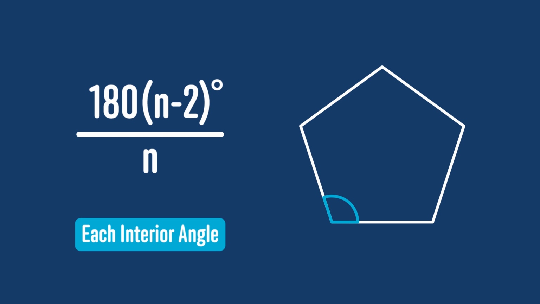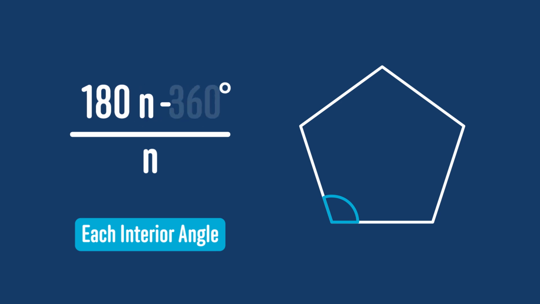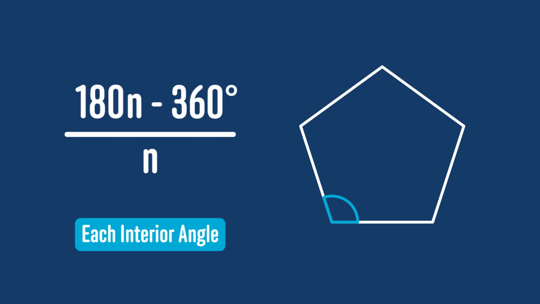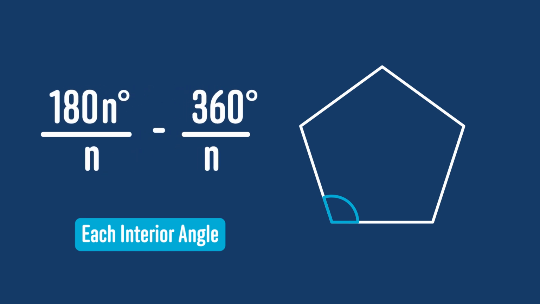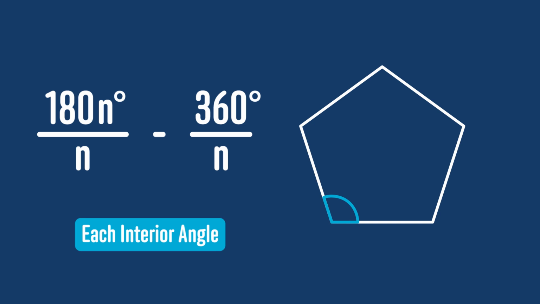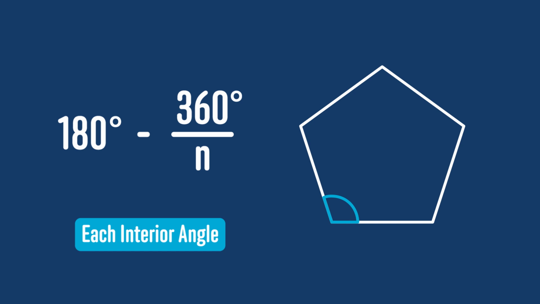You'll sometimes see this written in other ways, because if we start with 180(n-2) over n, and then expand the bracket in the numerator, we get 180n minus 360, all divided by n. We could then also split that into 2 fractions and write it as 180n divided by n minus 360 divided by n. The first part would just simplify to 180 degrees because the n's would cancel out, and the second part is 360 divided by n. So our formula becomes 180 minus 360 divided by n.